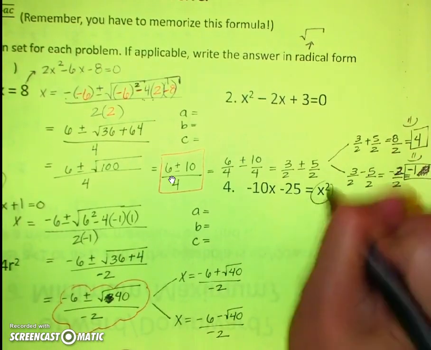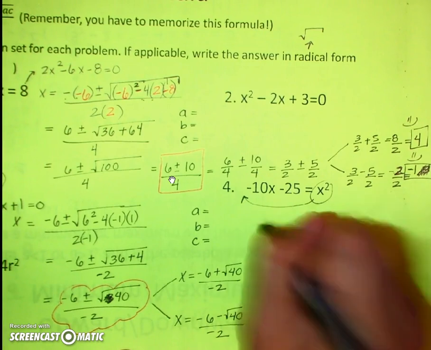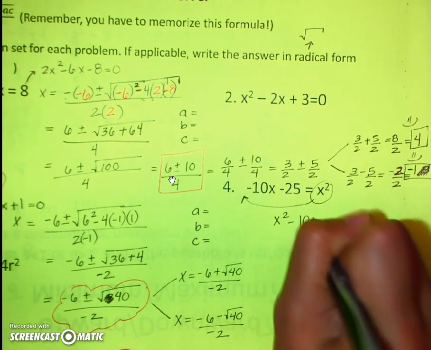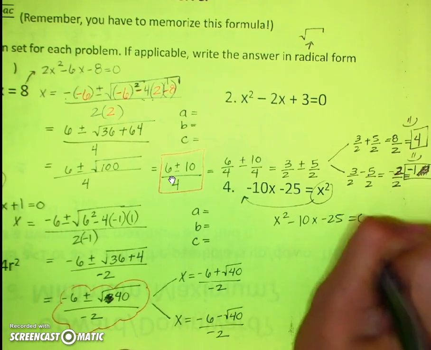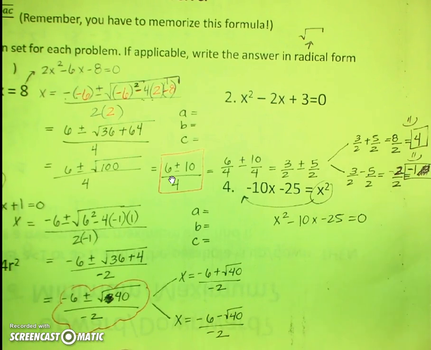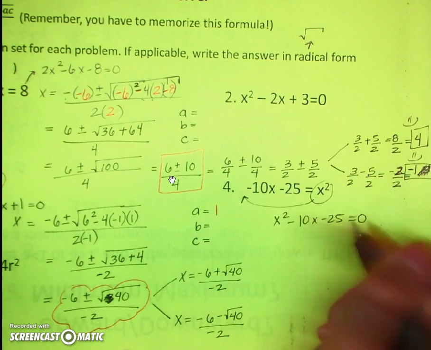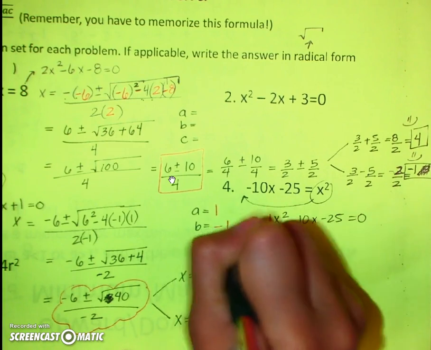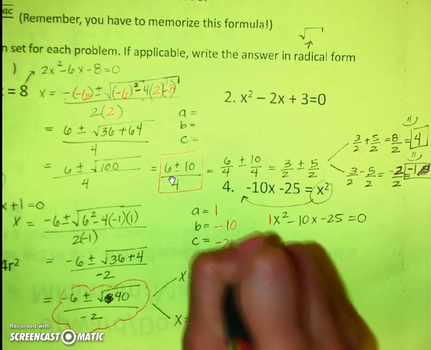Number 4, I have to move the x squared to the other side. So I really have x squared minus 10x minus 25 is equal to 0. The value of a is equal to 1, b is equal to negative 10, and c is equal to negative 25.